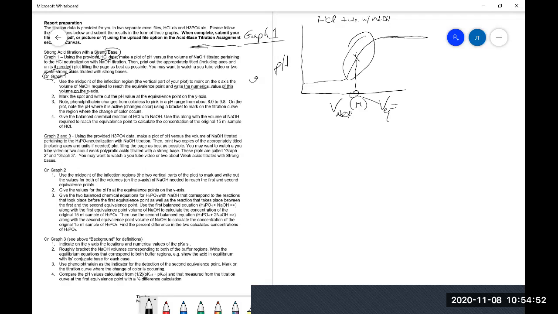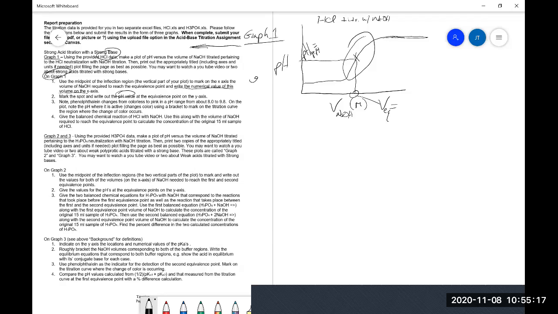And then it says mark the spot and write out the pH value at the equivalence point. So I have to get my ruler out again, do a horizontal, and then put right here somewhere pH at equivalence point equals whatever value that is.